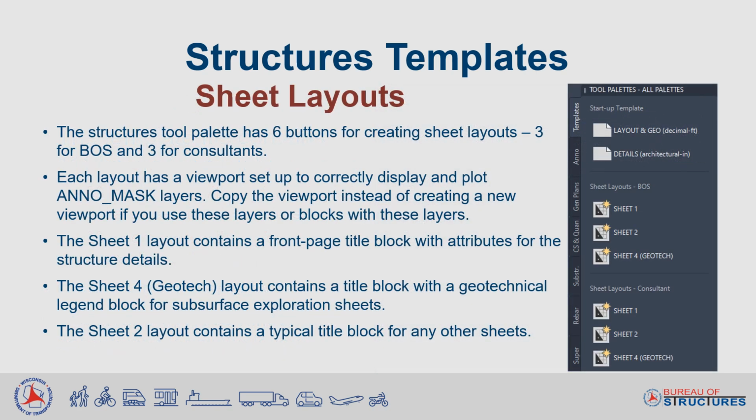The Structures tool palette has 6 buttons for creating sheet layouts, 3 for the Bureau of Structures and 3 for consultants. Each layout has a viewport set up to correctly display and plot ano-mask layers. Copy the viewport instead of creating a new viewport if you use these layers or blocks with these layers. The Sheet 1 layout contains a front page title block with attributes for the structure details. The Sheet 4 or Geotech layout contains a title block with a geotechnical legend block for subsurface exploration sheets. The Sheet 2 layout contains a typical title block for any other sheets.